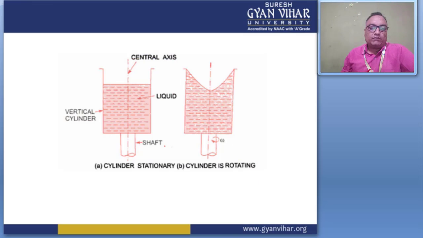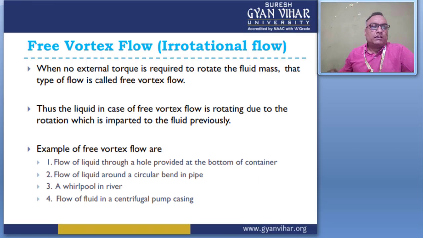Then move to the case when no external torque is required. What is the case of free vortex flow? In this case, no external torque is required to rotate the fluid mass, and that type of flow is called free vortex flow. And thus the liquid in the case of free vortex flow is rotating due to the rotation which was imparted to the fluid previously.